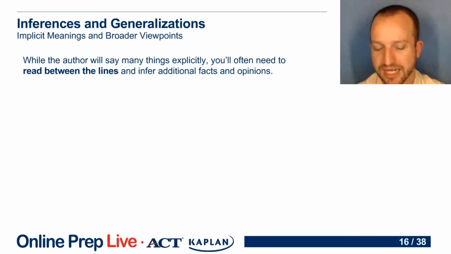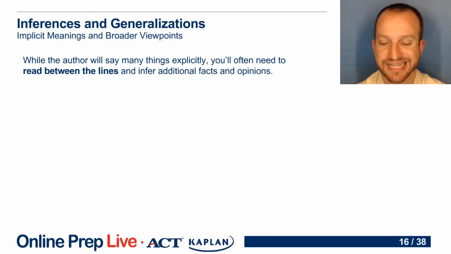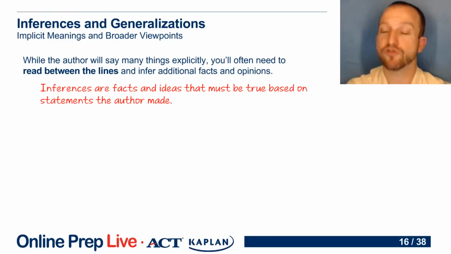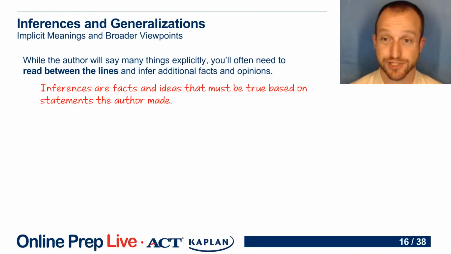Here's the issue. Inferences and generalizations on the ACT are not the inferences and generalizations that you've probably used in your everyday life. For example, if I tell you that my phenomenal co-teacher, Kristen, who you got to meet at today's session, does not eat ice cream, what might you infer in the real world about that? What might you infer about my phenomenal co-teacher, Kristen, if I told you that? She does not eat ice cream.